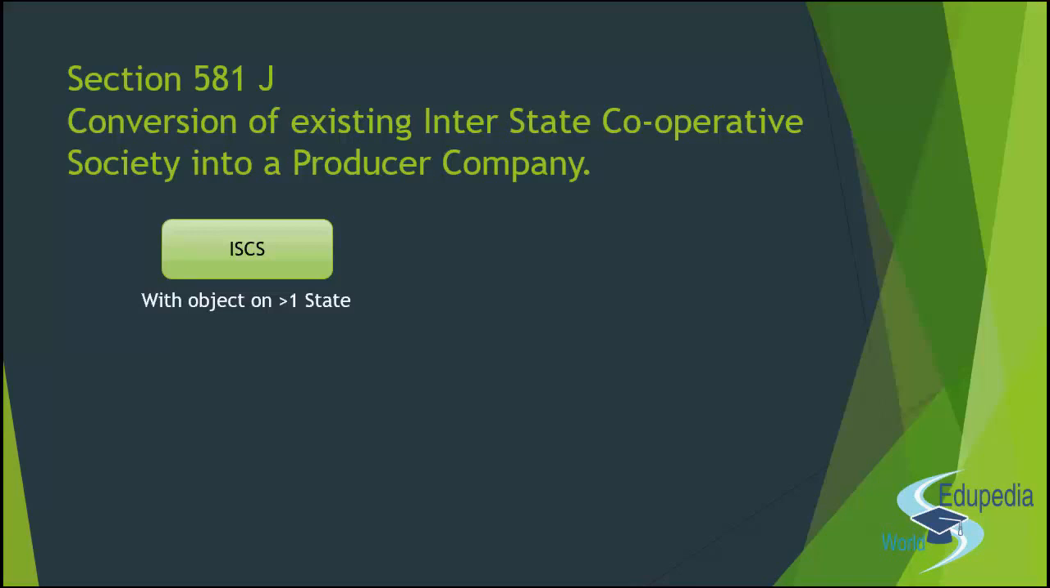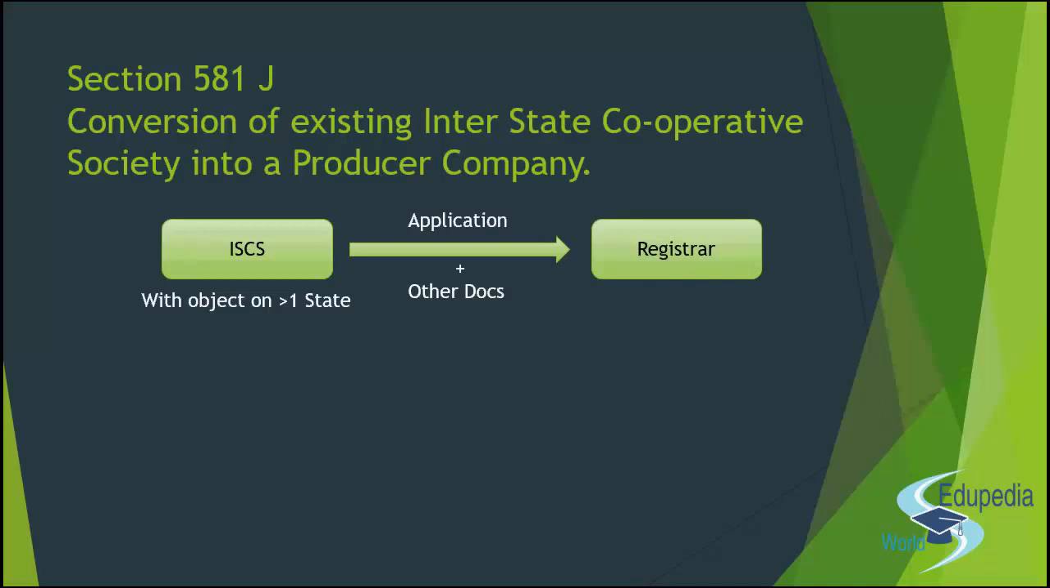That interstate cooperative society will make an application to the registrar of companies. So this society does not go to the registrar of societies, but now comes to the registrar of companies. The application straight away says that we want to get ourselves converted into a producer company. Whatever documents are required, we have seen the list, so please find the attached documents. It's as simple as that.